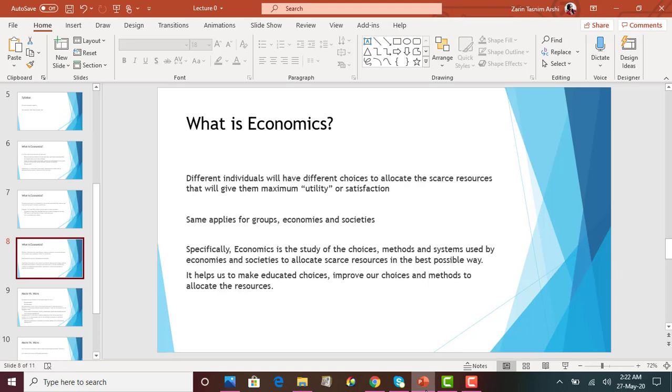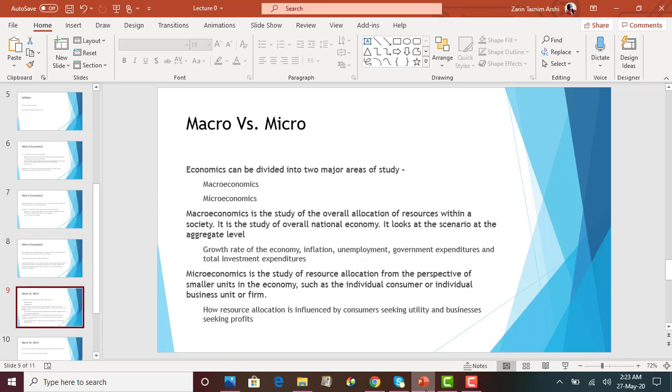So these are all categorized under the study of economics. Okay, so specifically, economics is the study of the choices, methods and systems used by economies and societies to allocate scarce or limited resources in the best possible way, and the ultimate goal is to maximize utility. So economics basically helps us to make educated choices, improve our choices, and use different methods to allocate the resources.